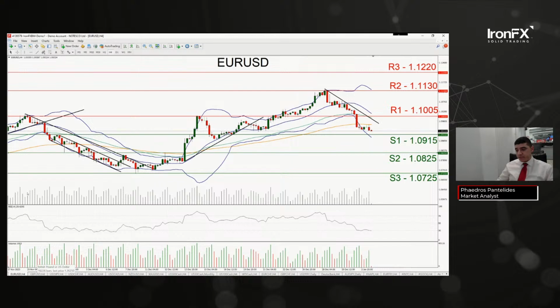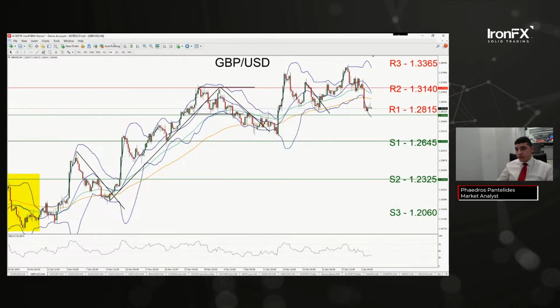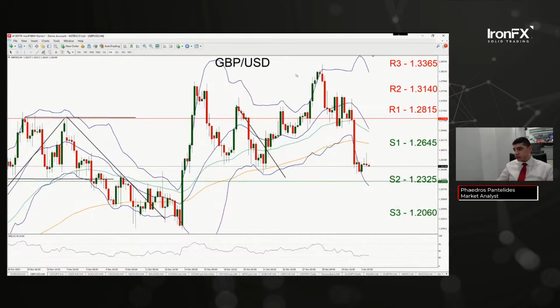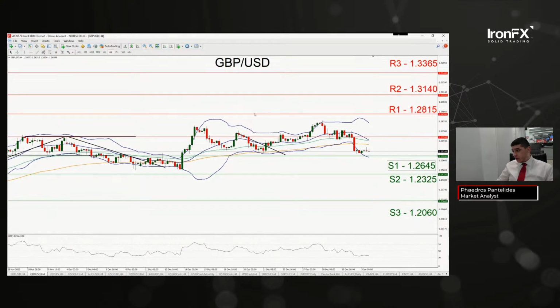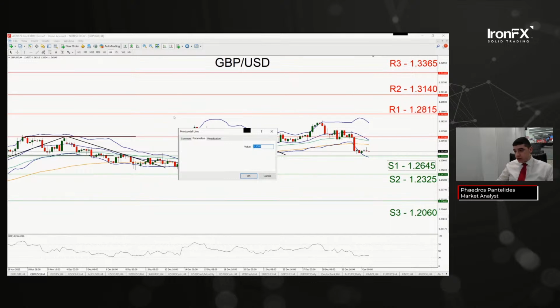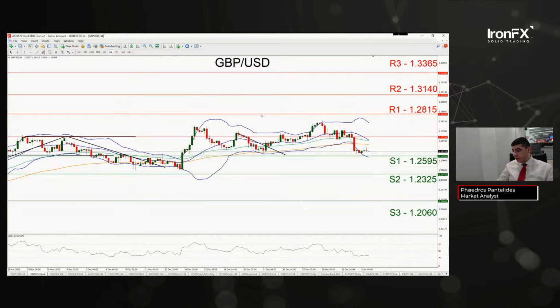Now over to the pound, so cable, which is the British pound against the US dollar. It's broken and is aiming for S1. And for this pair as well, we need to fix our text labels. So S1, which is 1.2595. So that would be my S1, aiming for S1 as well.